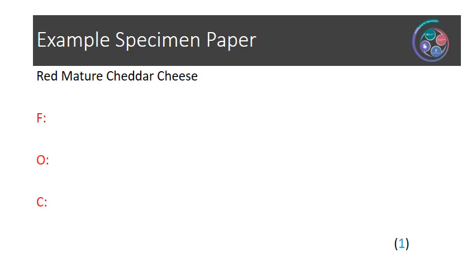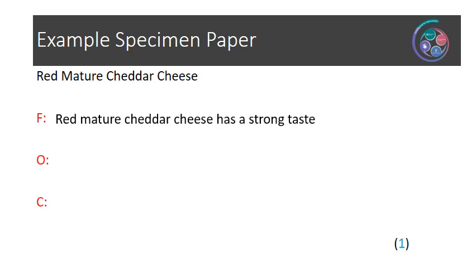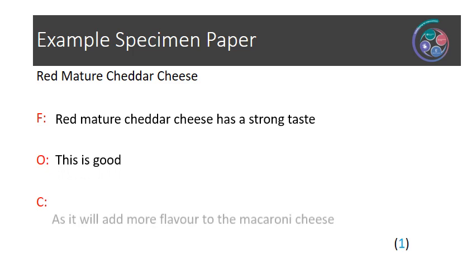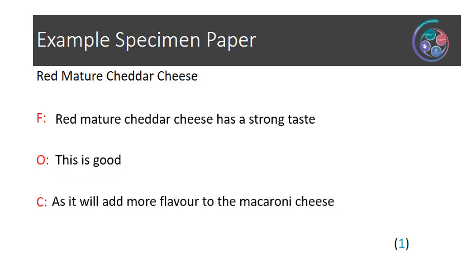So for the red mature cheddar cheese, we're going to use the acronym FOC: fact, opinion and consequence. A fact about cheddar cheese: red mature cheddar cheese has a strong taste. So this is linking back to the flavour. Opinion: this would be good. Why? As it will add more flavour to the macaroni cheese. That would earn you 1 mark. So your fact, your opinion and your consequence, relating it back to taste, texture or colour.